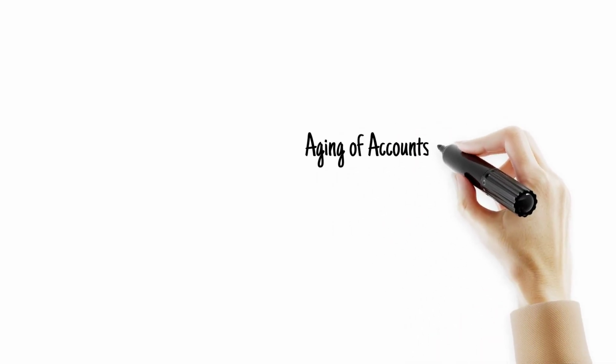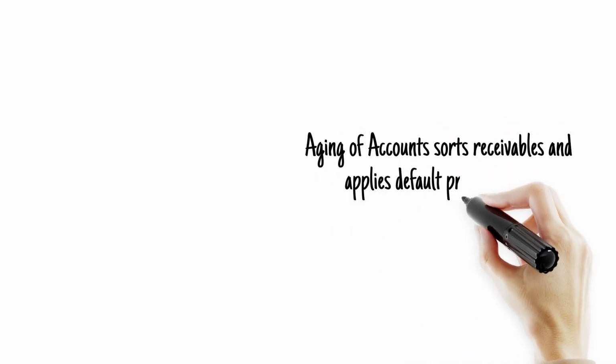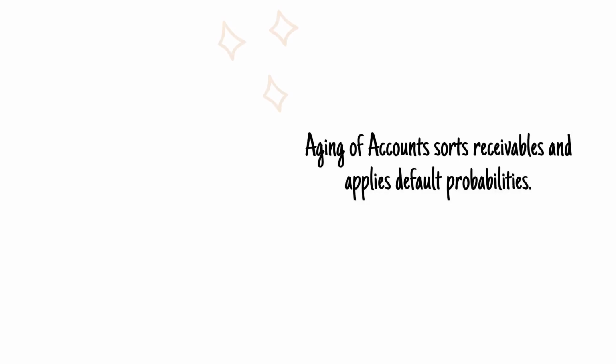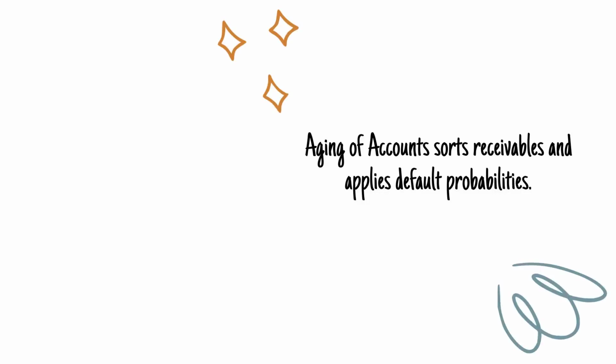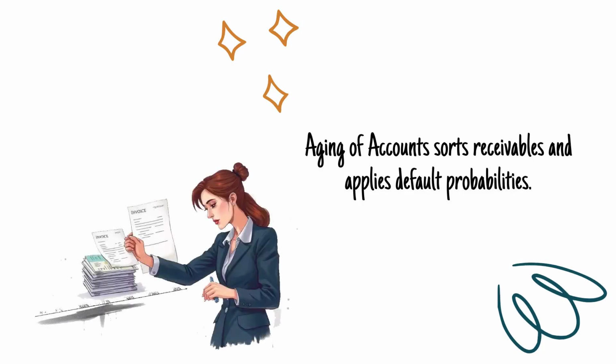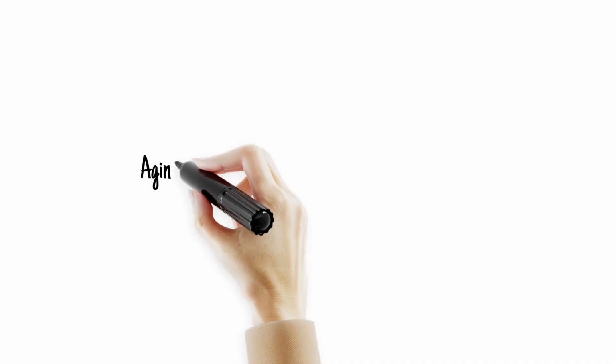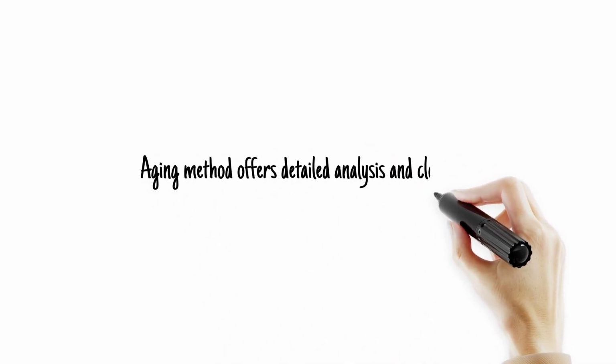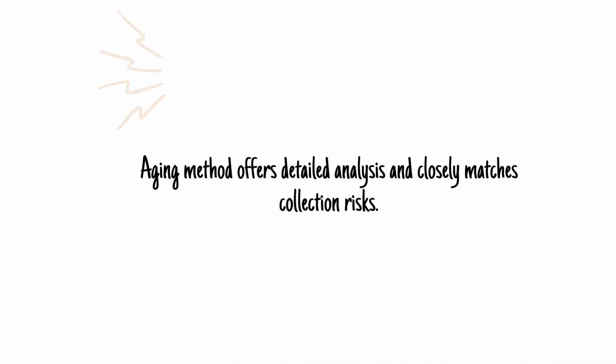The aging of accounts receivable method sorts customer accounts by age and applies different probability rates of default to each category. Older receivables are more likely to turn into bad debts. This provides a more detailed analysis and aligns well with actual collection risks.